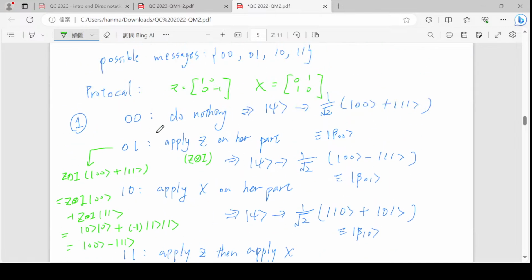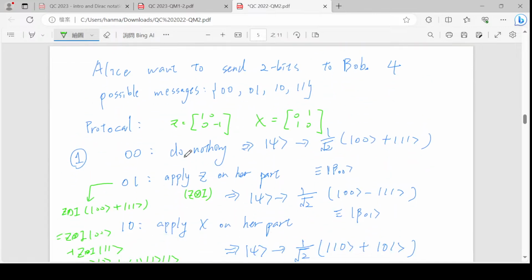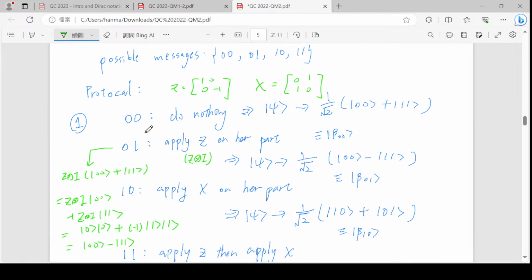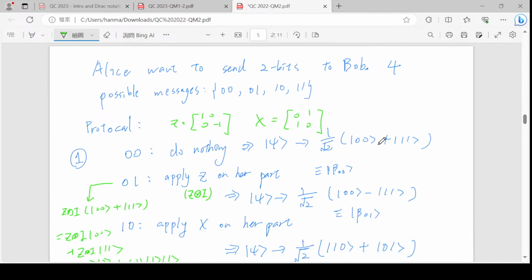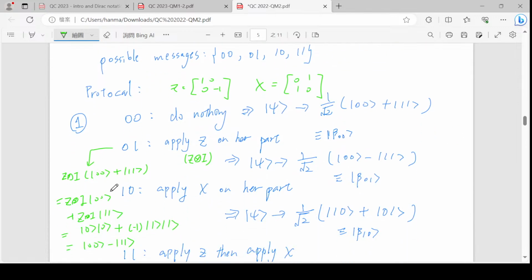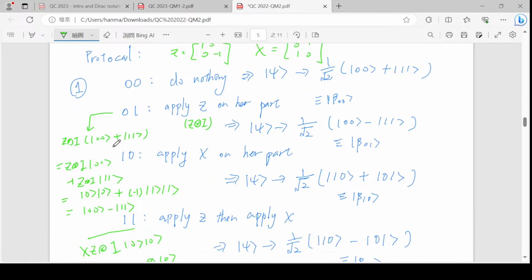First step, Alice does something on her side, depending on which one of the 4 messages she wants to send. If it's 00, then she does nothing, and so the total state between Alice and Bob is still this 00 plus 11. And if it's 10, then she applies Z on her part. And then we need to do some calculation. The calculation steps are here.